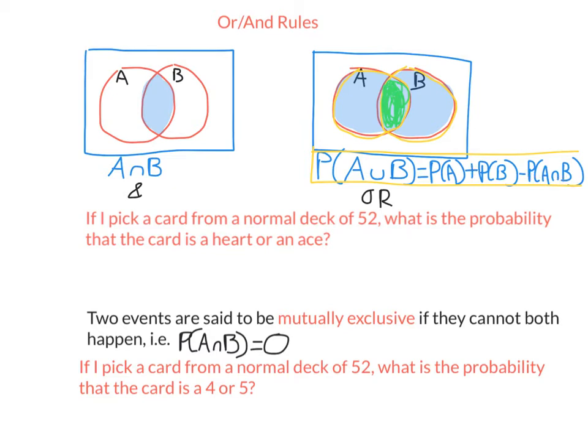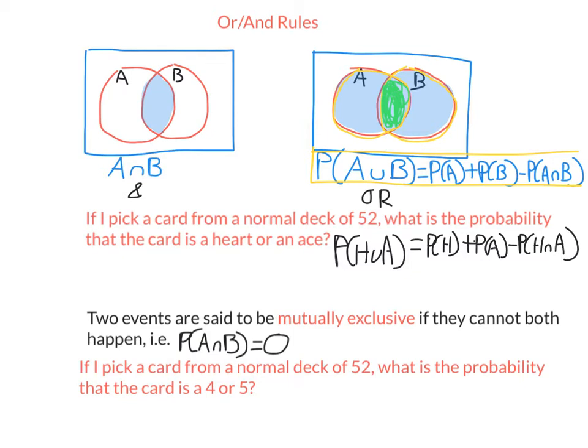So know this formula and also make sure you understand the difference between this symbol, which means OR, and this symbol, which means AND. So let's look at how we would use this in a question. I pick a card from a normal deck of 52. What's the probability the card is a heart or an ace? So I'm finding the probability of heart or ace. My rule up here tells me: I find the probability it's a heart, add the probability that it's an ace, and then subtract the probability that the card is both.